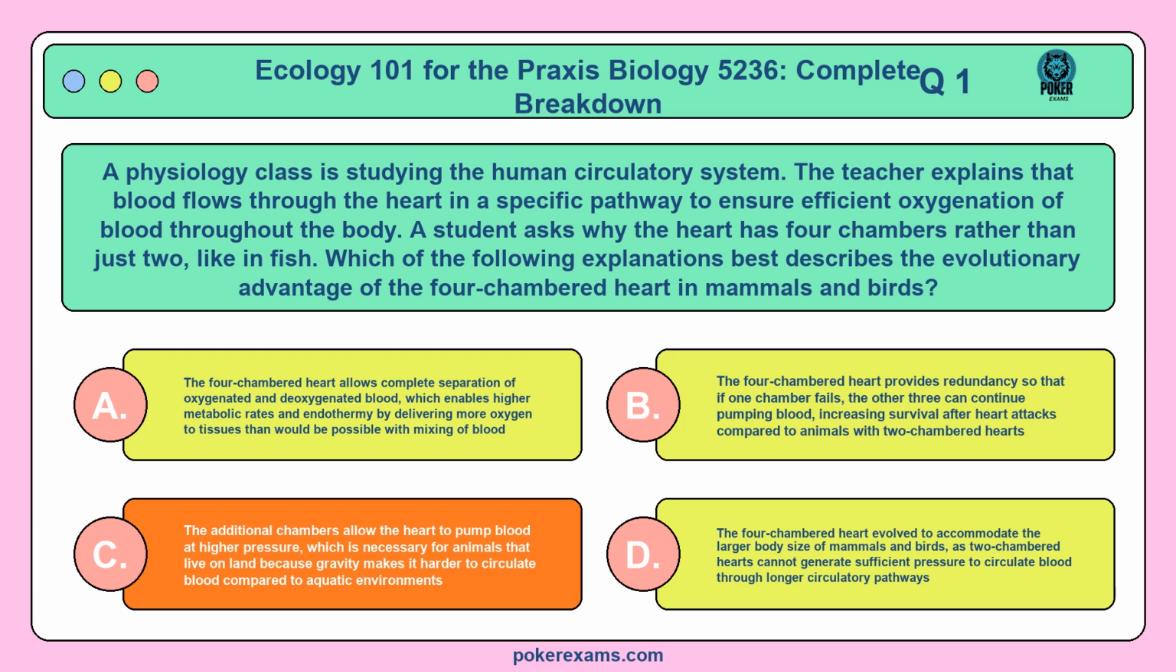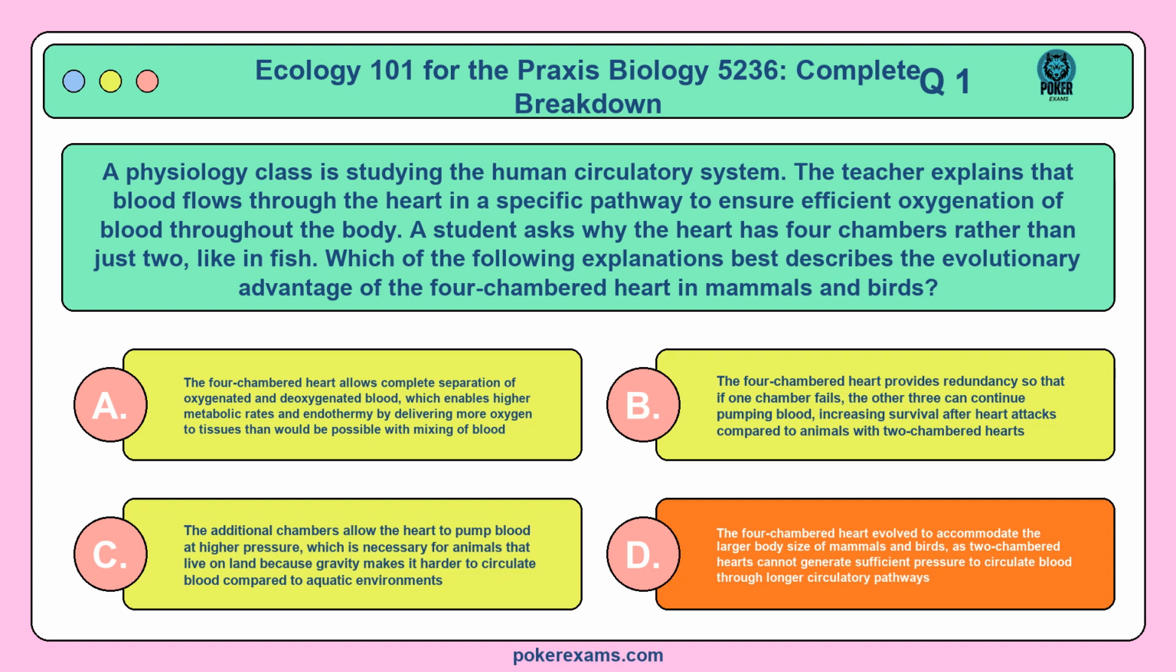C. The additional chambers allow the heart to pump blood at higher pressure, which is necessary for animals that live on land, because gravity makes it harder to circulate blood compared to aquatic environments. Or D. The 4-chambered heart evolved to accommodate the larger body size of mammals and birds, as 2-chambered hearts cannot generate sufficient pressure to circulate blood through longer circulatory pathways.